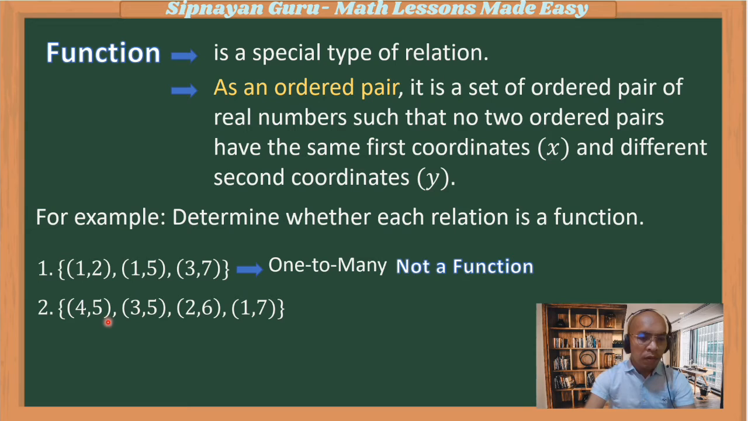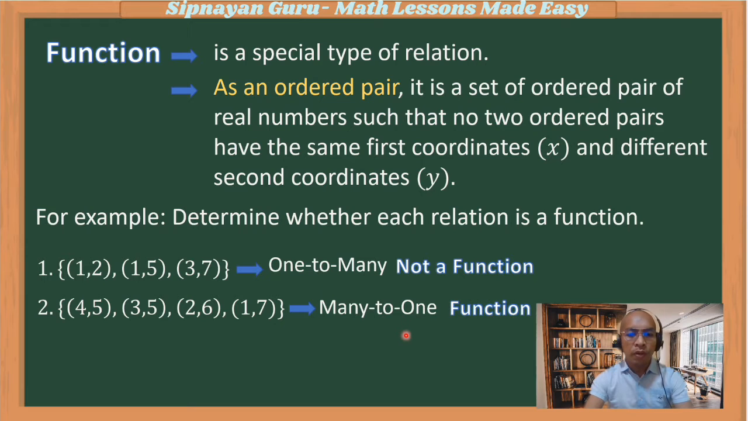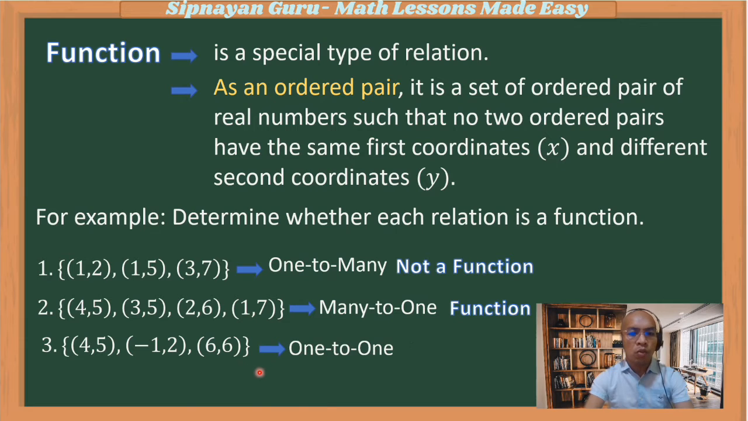For the second relation, (4, 5), (3, 5), (2, 6), (1, 7). In these first two coordinates, different values of x correspond to the same value of y. So this correspondence is called many-to-one. And many-to-one correspondence is a function. Lastly, we have (4, 5), (-1, 2), (6, 6). As you can see, this correspondence is one-to-one, and one-to-one is also a function.